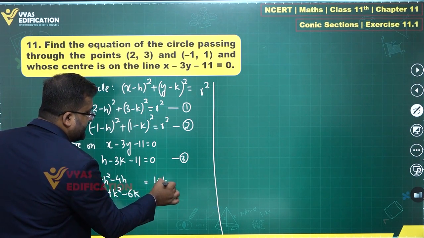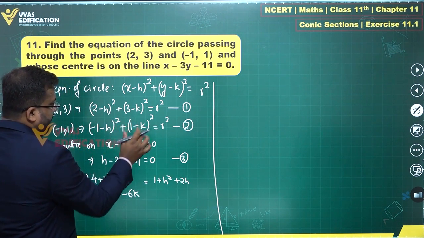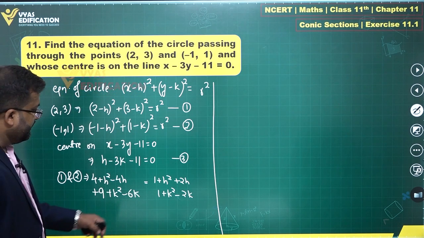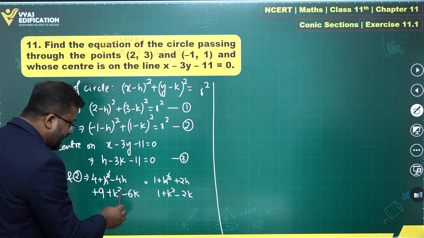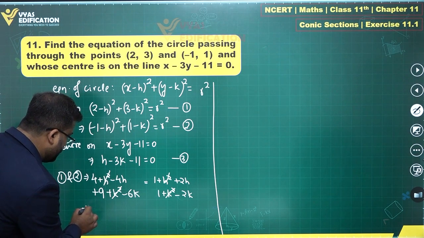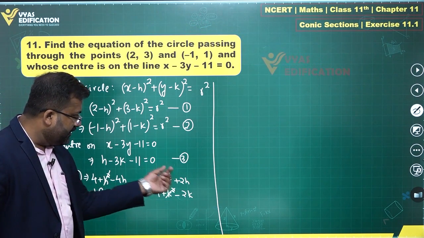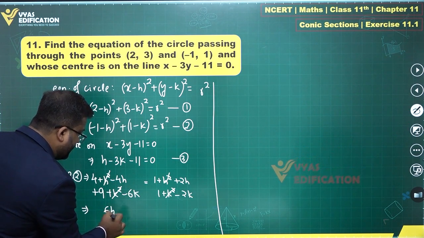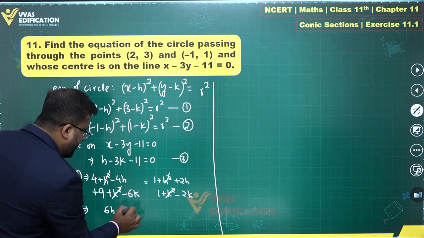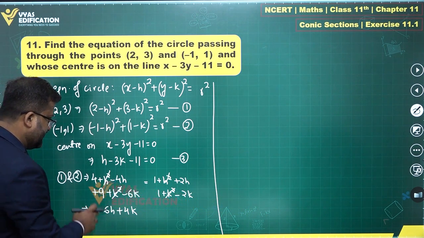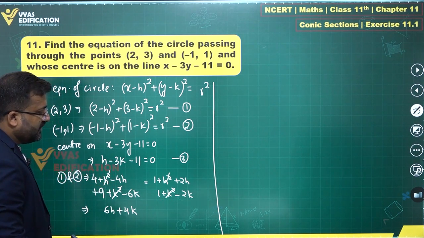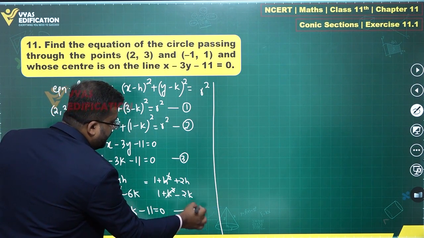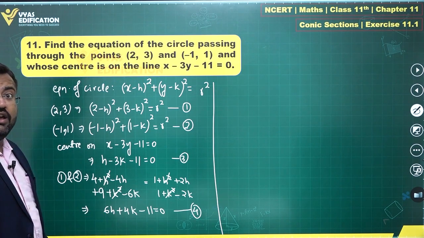This is 1 plus h square plus 2h. And this is 1 plus k square minus 2k. This is what you have. Observing these two, you see that h square goes, k square also goes, and what remains is, let's bring the 4h over this side. Let's take the terms of h and k on that side. What you get is 6h, and 6k minus 2k is 4k over here. And what else? This is 9 plus 4, 13, and this is 1 plus 1, 2. So 2 minus 13 will be minus 11 equals 0. This is equation number 4 for us, as you can see over here.